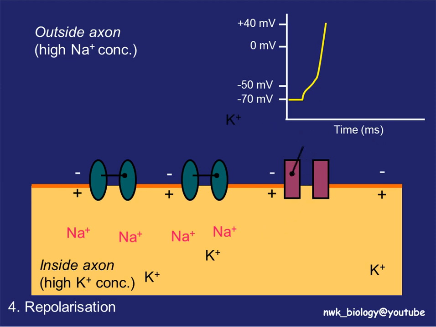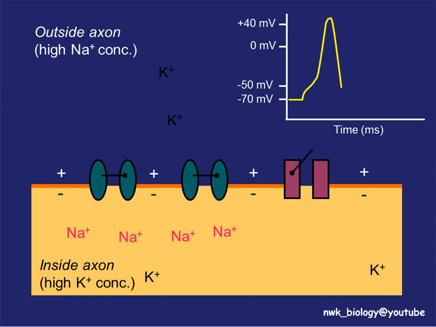A large number of potassium ions move out of the axon, and this makes the inside of the axon return to its normal scenario, which is inside negative, outside positive. However, the voltage-gated potassium channels close slowly. This causes the axon to lose an excessive amount of potassium ions, and this makes the inside of the axon become more negative than its normal condition. This is referred to as the hyperpolarization stage.